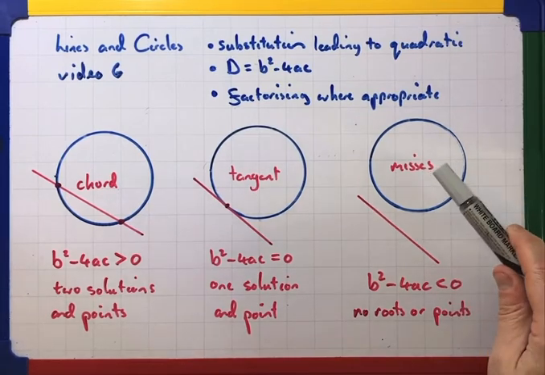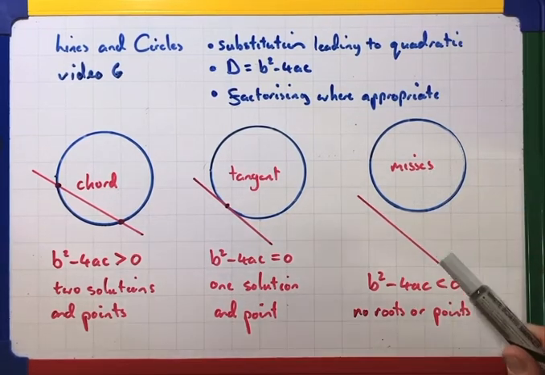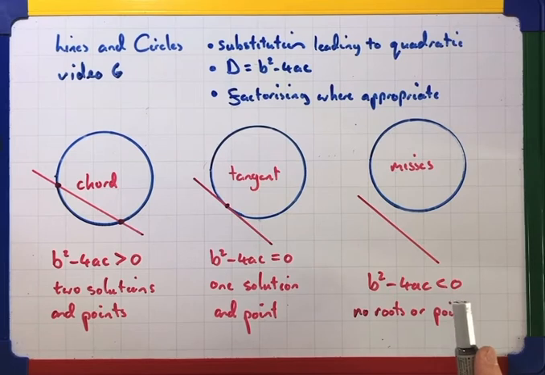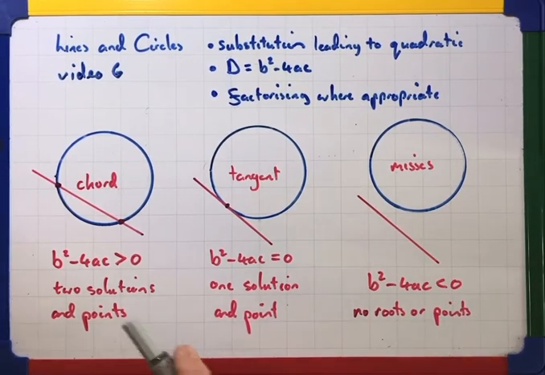Okay, and we could have that it misses the line entirely, so the circle and line do not intersect, in which case the discriminant will be less than 0 and there are no roots or points. So those are our three basic situations.